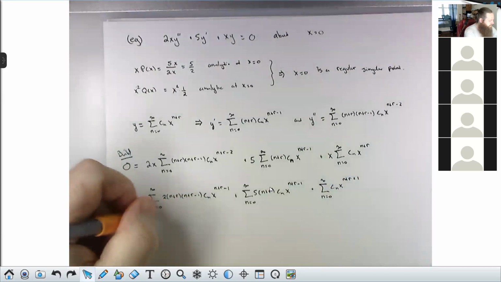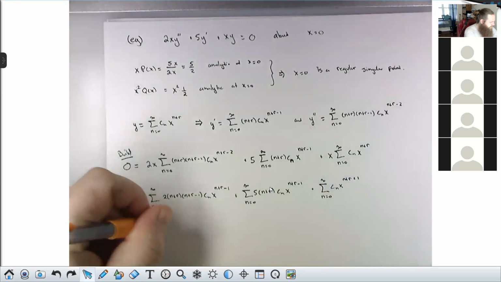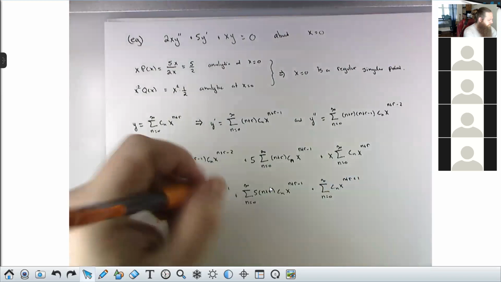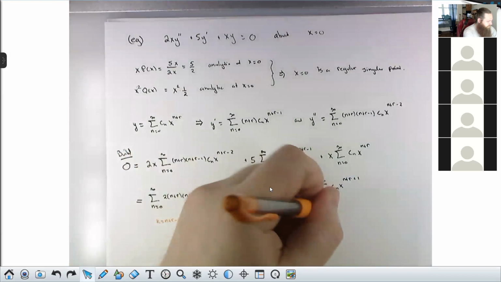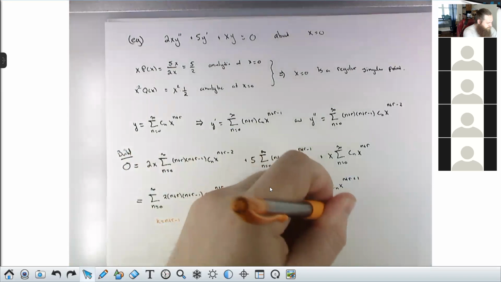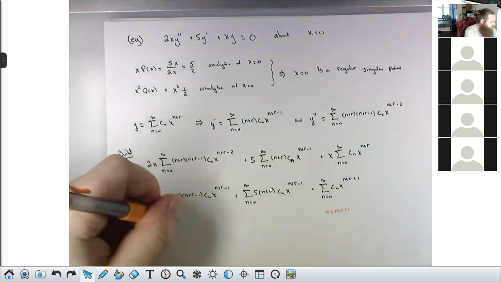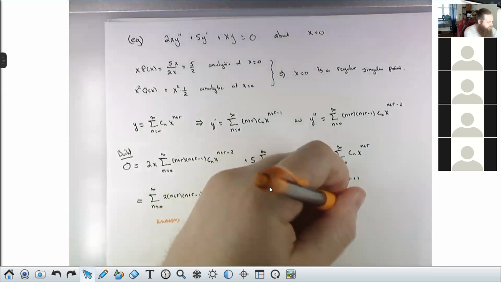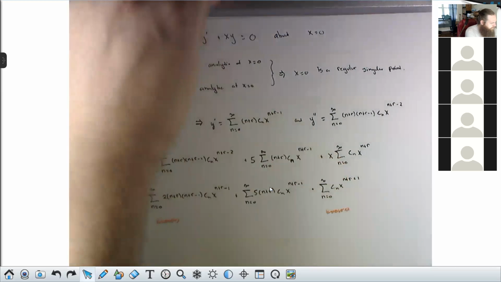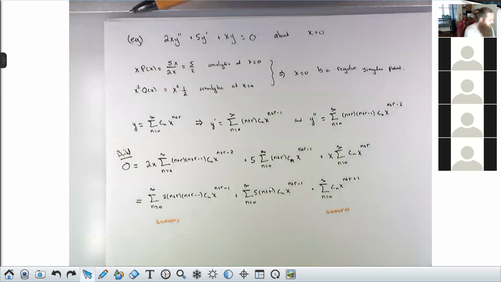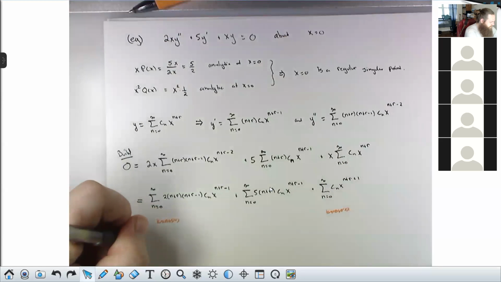So the first two get the sub, k equals n plus r minus 1. And this guy gets the sub, k equals n plus r plus 1. I know I need to factor the x to the r out before I can even do that. So never mind. It would be easier to do the algebra with these bits, but let's bring the x to the r out now.